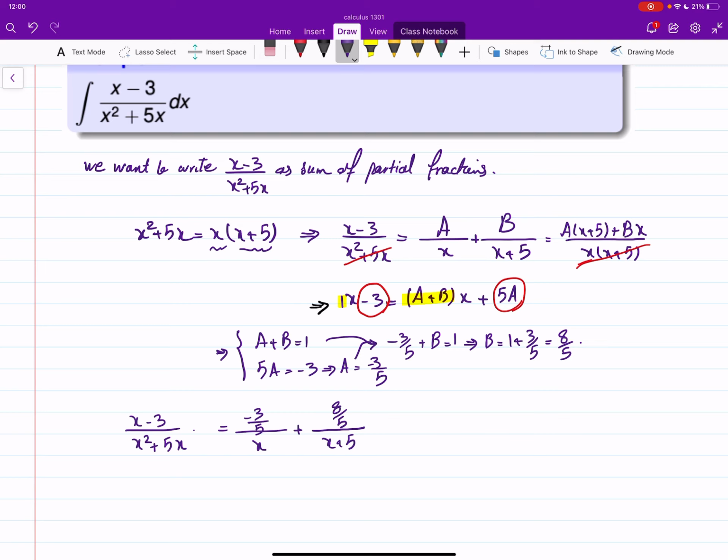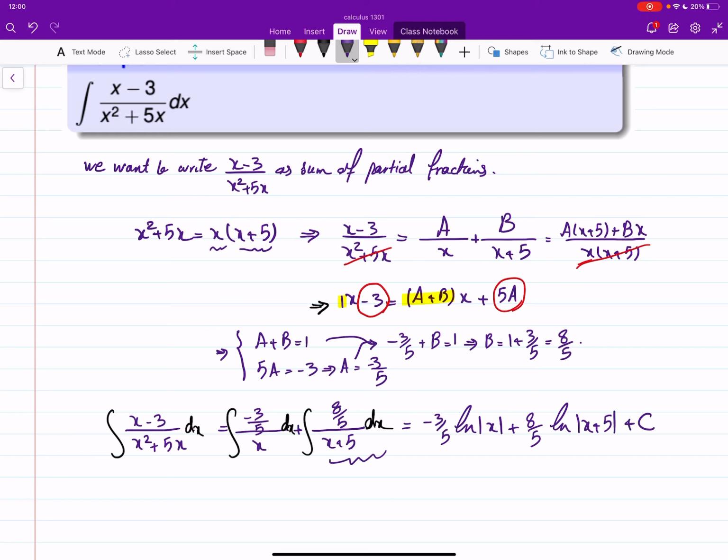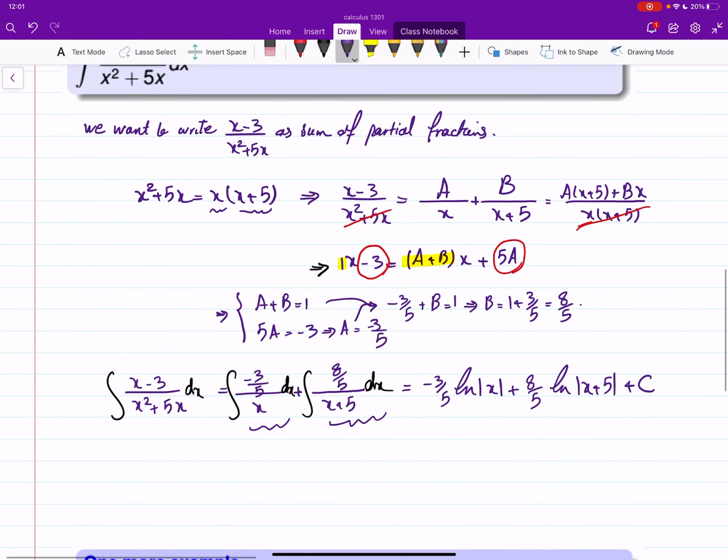How is this going to help us to integrate? Well, if I integrate both sides, on the right hand side I will have two integrals of partial fractions, which I already know how to integrate. So that will be negative 3 over 5 ln of the absolute value of x plus 8 over 5 ln of the absolute value of x plus 5, plus C. So you see, when I decompose it, or write it as a sum of partial fractions, the rest is easy because we know how to integrate partial fractions.